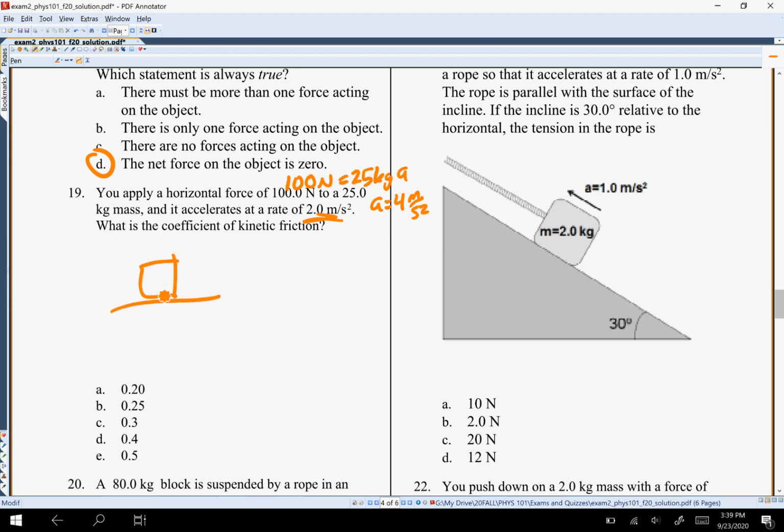So I have this object. There's my weight. There's my normal force. There's the force that I'm pushing with, which is 100 newtons. By the way, this is 250 newtons. And then I have some kinetic frictional force. Now, since there are no other forces in the y direction, I know that my normal force is also equal to 250 newtons. It's the same as the weight, only because there are no other forces acting in the y direction.